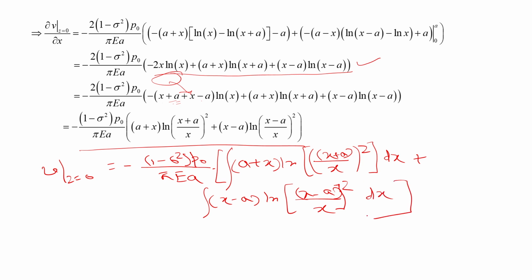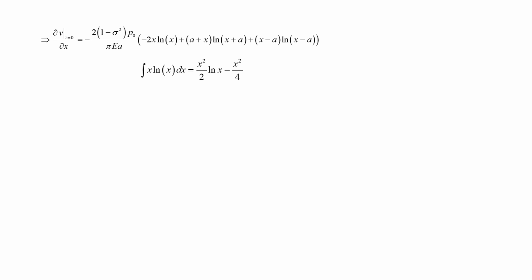So, this is the integration that needs to be found out, and this is not very difficult. We can use this result: the integral of x ln x dx is x square by 2 ln x minus x square by 4. This result we can actually use and we can work it out.